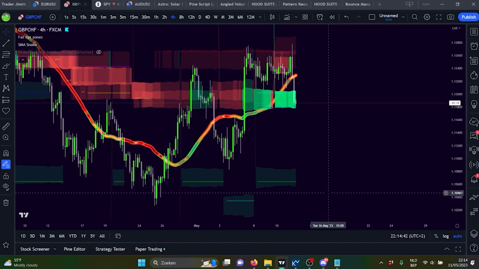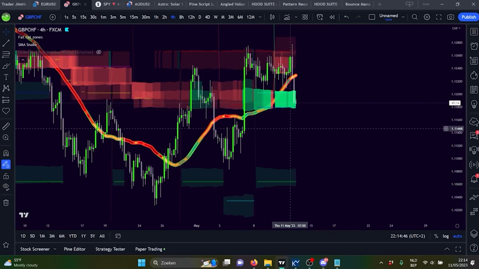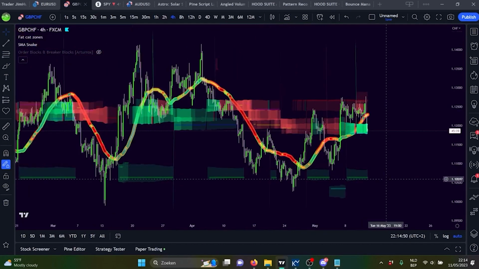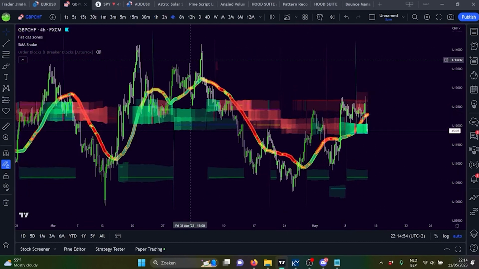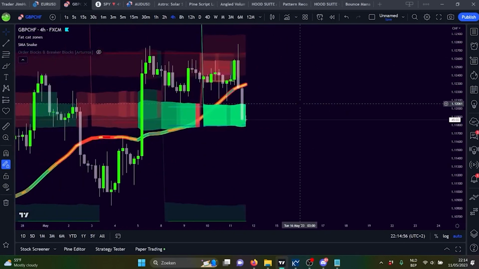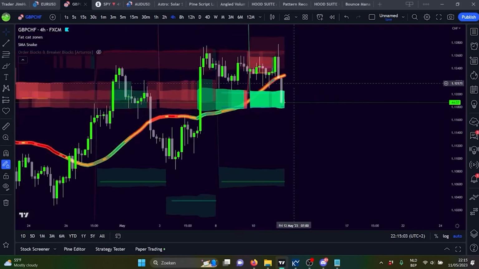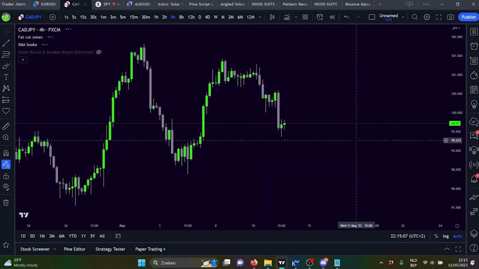GBCHF, wow, is a super strong zone, but it's hard to find a target here. Probably a short target would be easier than a long target. However, you can target this area. But in this pair, you have these two fat cat zones right above this one. So I'm more expecting a consolidation. Nothing to trade.